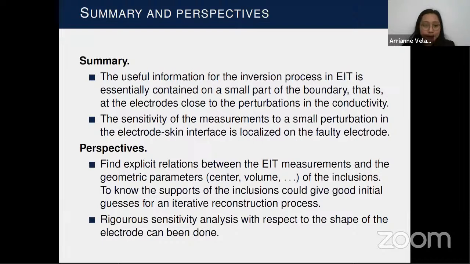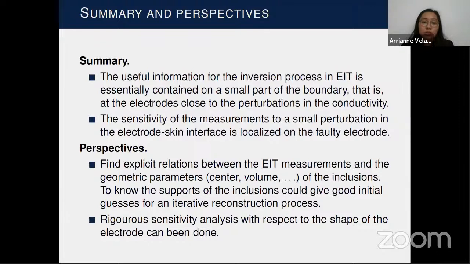information will be missing. Some perspective from this work is that's why we only gave a preliminary numerical implementation, because we want to find an explicit relation between the EIT measurement and the geometric parameter. So we want to determine an algorithm that will use the numerical sensitivity that we got for the inversion of EIT, so it could give good initial guesses for an iterative reconstruction process.